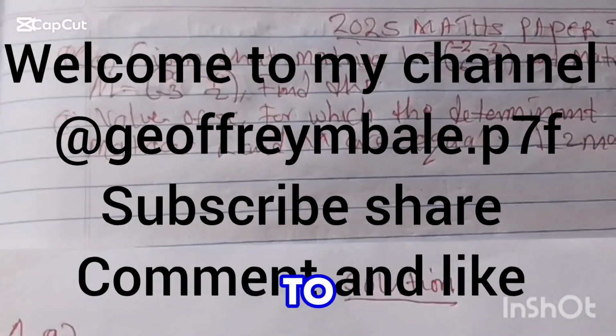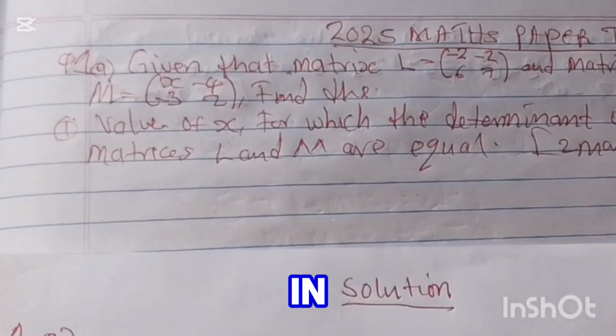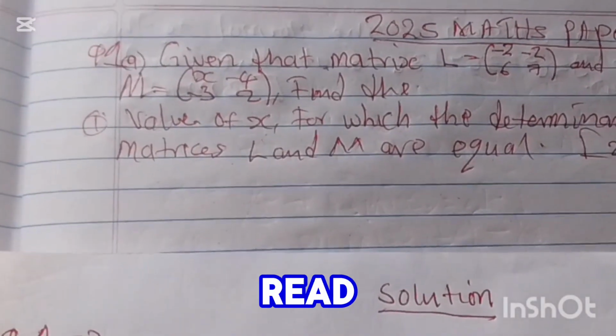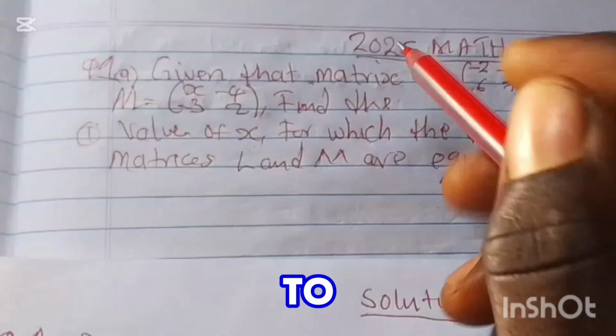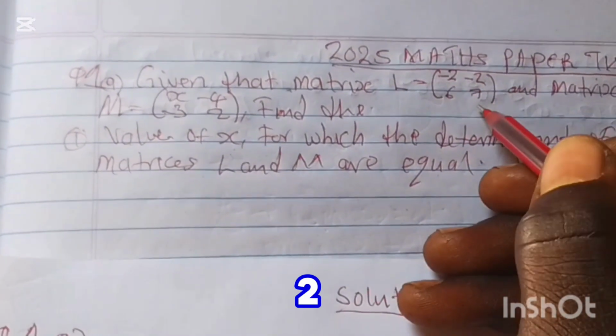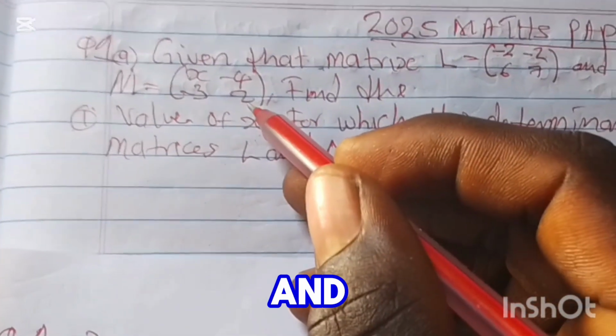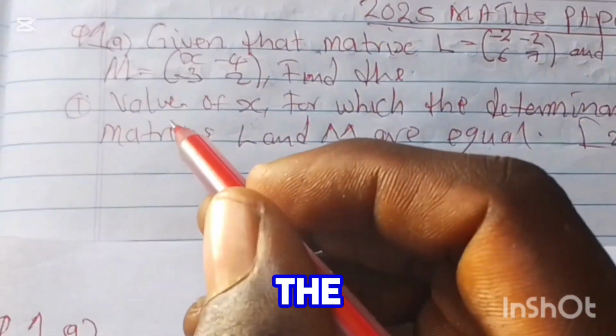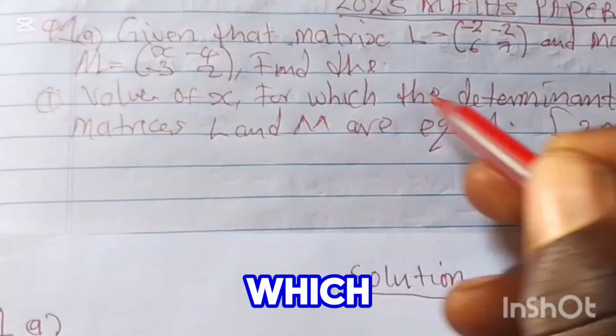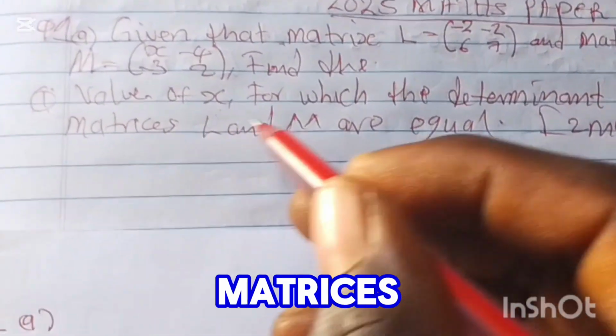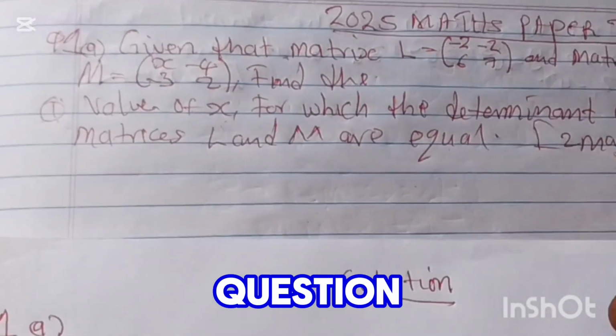I'm Joffe. So today we're going to revise Maths Paper 2 2025 in 10. Question number 1 reads: given that matrix L is equal to -2, 6, -2, 7, and matrix M is equal to x, -3, -4, and 2, find the value of x for which the determinants of matrices L and M are equal. This question is 2 marks.